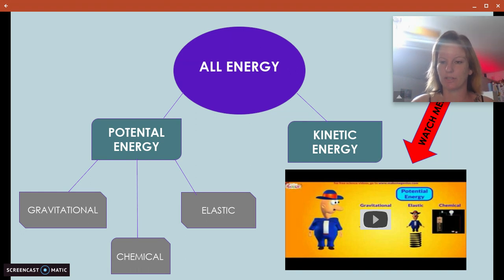And then your potential energy can be subdivided into three more groups known as gravitational energy, kind of like that jumping off the pier or a rock falling, chemical energy, batteries, stuff like that, and then elastic energy, say you're jumping on a trampoline and there's springs involved. So I want to take a moment and watch this little video to go more into depth about how it works and what we're going to be looking at.